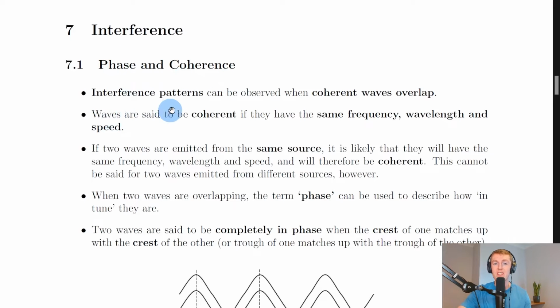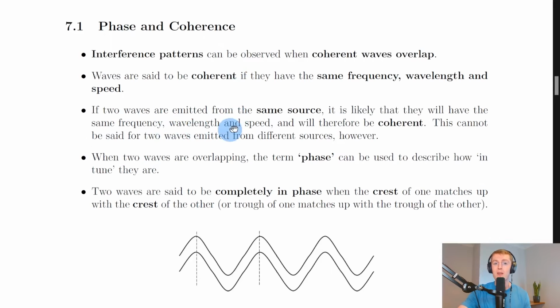So first of all, it says interference patterns can be observed when coherent waves overlap. So if we take two separate waves and we overlap them, then we can produce something called an interference pattern. But these waves must be coherent, and waves are said to be coherent if they have the same frequency, wavelength and speed. So if you think about the wave equation v equals f lambda, the two waves must have the same f, i.e. frequency, the same lambda, i.e. wavelength, and the same v, i.e. the speed. So all terms of the wave equation must be the same for the waves that are overlapping if you want an interference pattern produced.